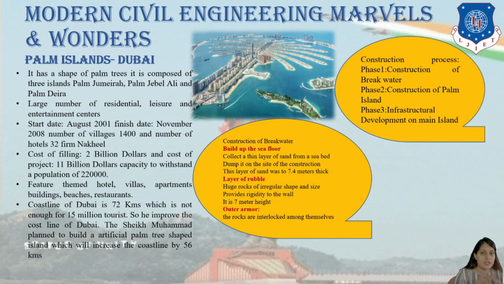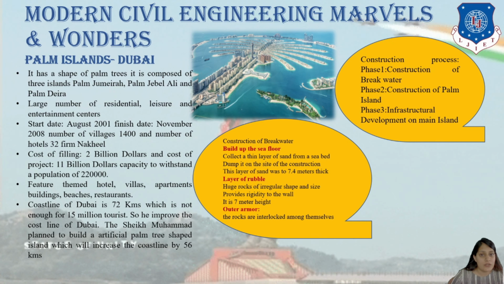You can see the leaves shown, and through those leaves they have built the breakwater. In the next phase, the shape of Palm Island is given, in the second phase. And the third phase is infrastructural development on the main island.